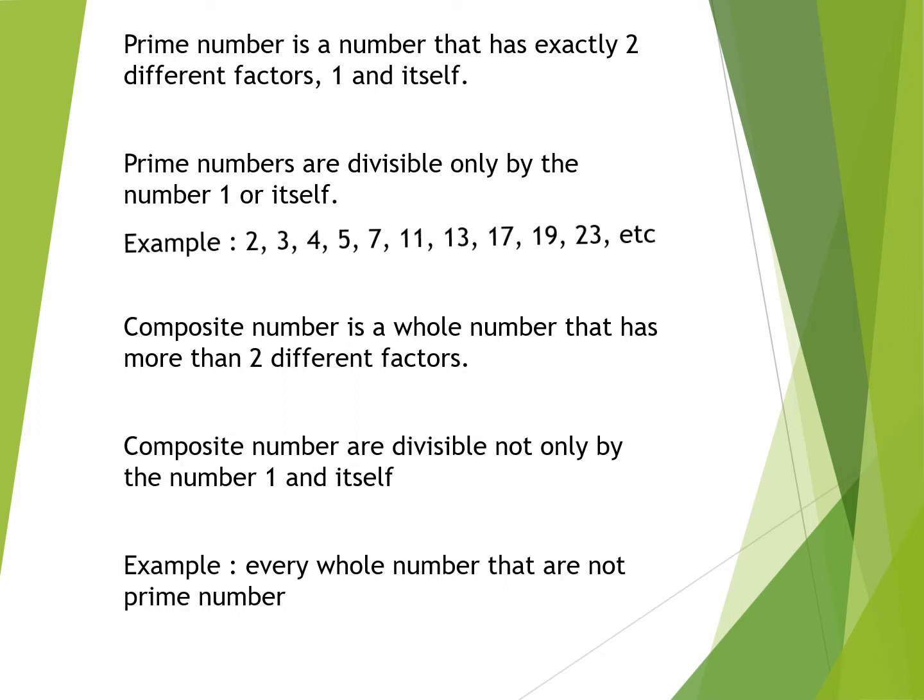A composite number is a whole number that has more than two different factors. Unlike a prime number, which only has 1 and itself as the factors, a composite number has more than two different factors. For example, the one that we just talked about, the 9. Number 9 can be divided by 1 and 9, and also can be divided by 3. That makes 9 have 3 different factors. So we can say that every whole number that is not a prime number is a composite number.